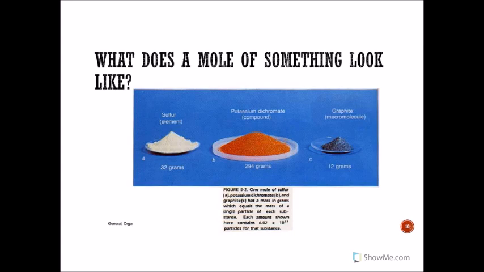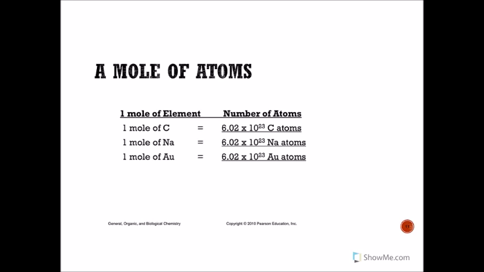Or here, 1 mole of sulfur is 32 grams, 1 mole of potassium dichromate is 294 grams, and 1 mole of graphite is 12 grams. If we look at that, the graphite is a much smaller particle. If we counted up 6.02 times 10 to the 23 graphite particles, it would be a much smaller amount, whereas potassium dichromate is a bigger molecule, so it has a much bigger amount.